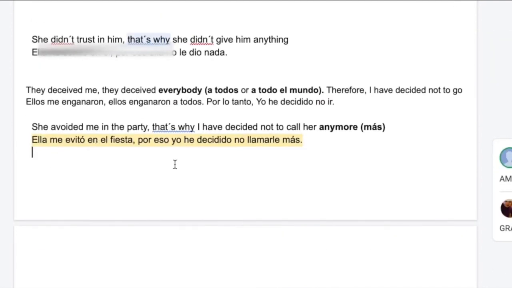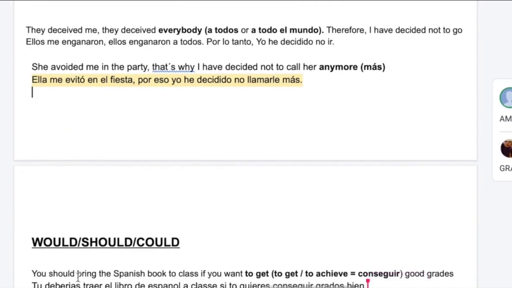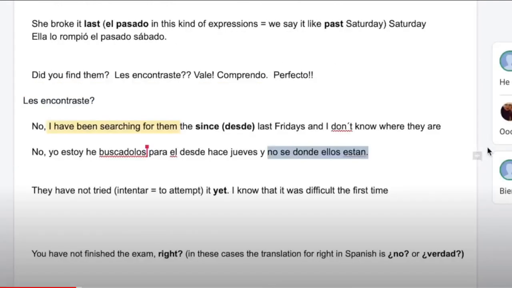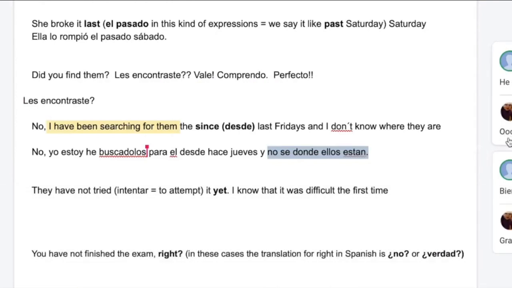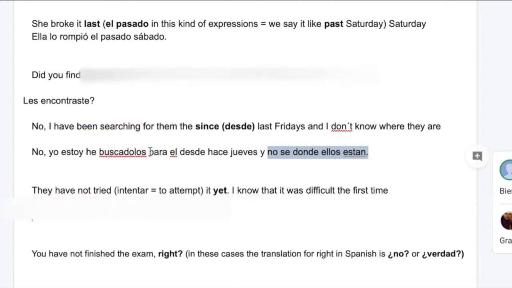Here, he metido a la fiesta. Tú deberías traer el libro español a clase si tú quieres conseguir buenos. The student is starting to realize, with my help, definitely realizing things. Gracias. In order to do the exercise better. So working on the same document at the same time, simultaneously, it's a great benefit.